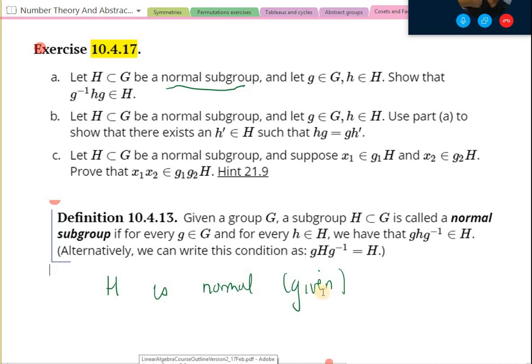All right. So my question was, we're doing part A here, and we want to show for little g in big G and little h in big H that g inverse hg is in big H. Now, this one here says that given any little g in big G and little h in big H, we have ghg inverse is in H. So what's the difference between those two? Yeah, this is what we want to prove. This is what we get from the definition.